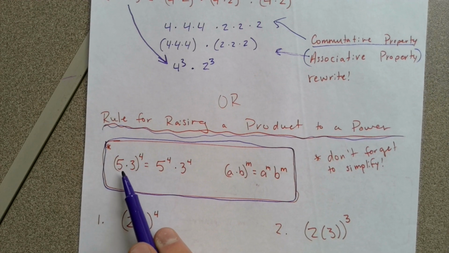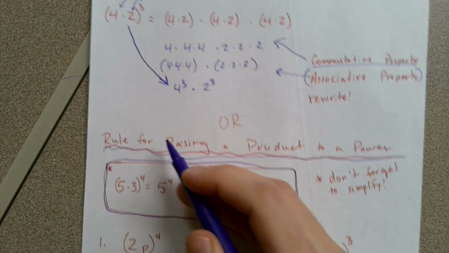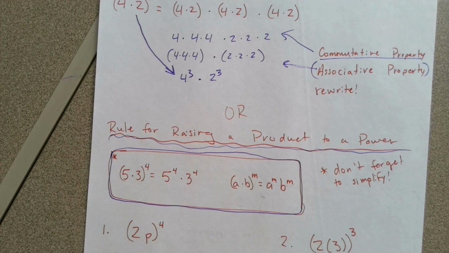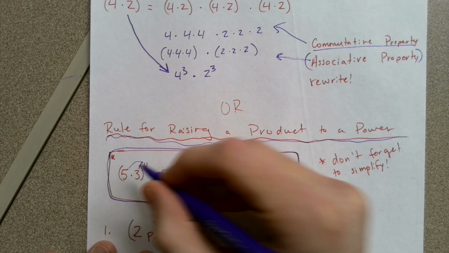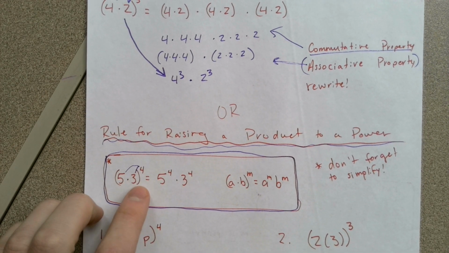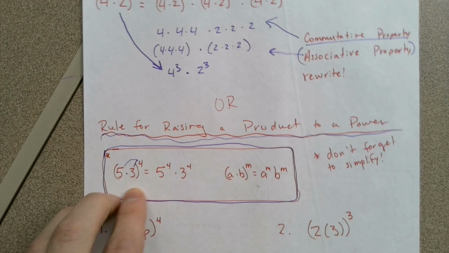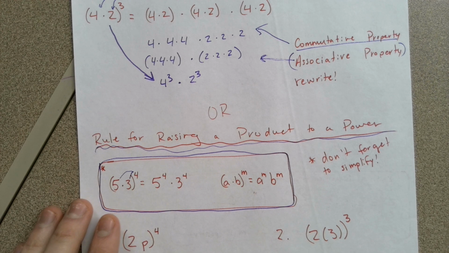So right here we have an example of 5 times 3 to the fourth power. And just like I did up here, without all those long steps, the rule is that we can do this automatically, distribute that right back there and right there to make this 5 to the fourth power times 3 to the fourth power. So I took this fourth power, distributed it to everything inside.